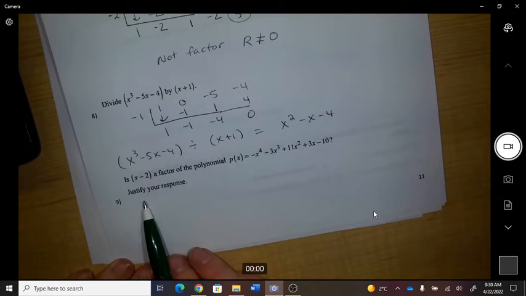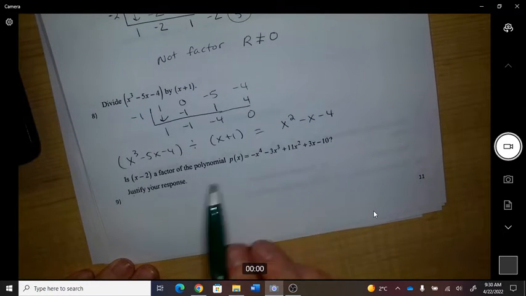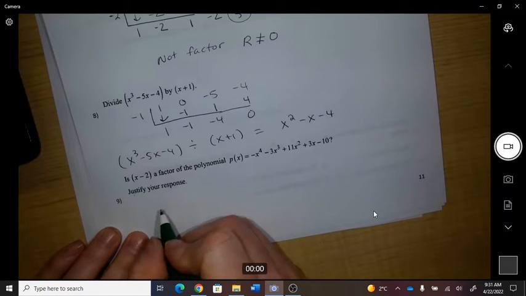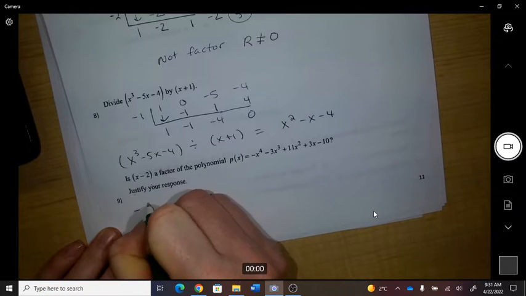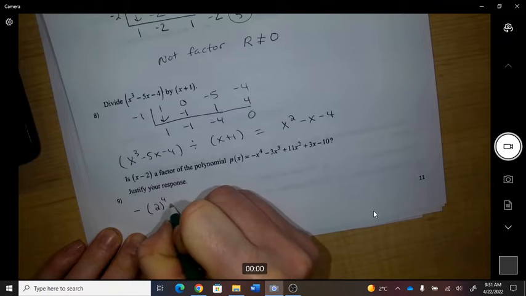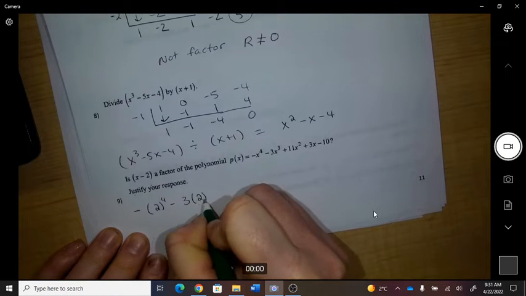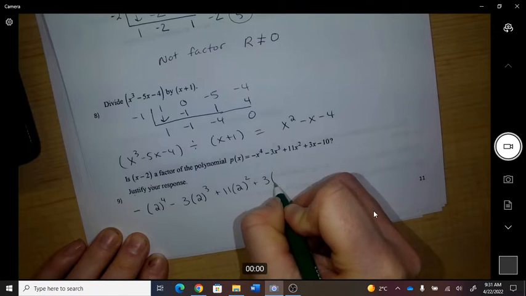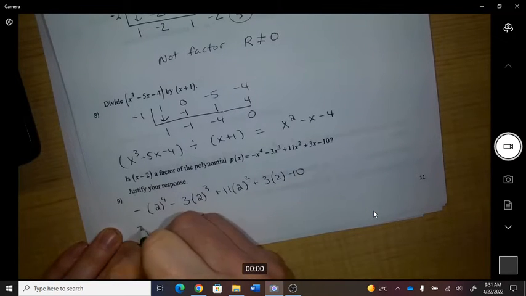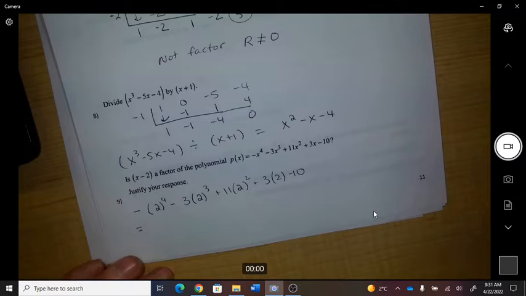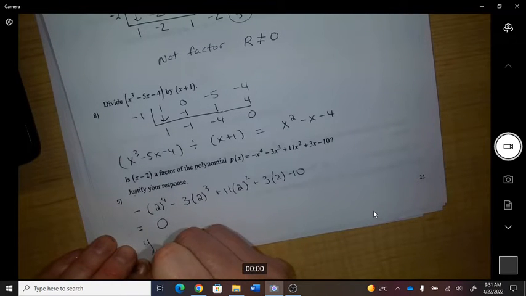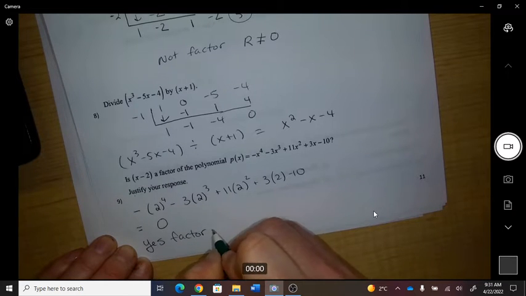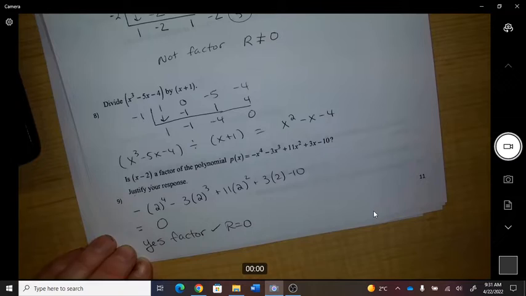Number 9, is this a factor? So we could do 2 things. We could plug in a 2, so negative of 2 to the 4th, plug in a 2, and when you do that in your calculator you get a 0, so the answer would be yes, it's a factor, because the remainder does equal 0.